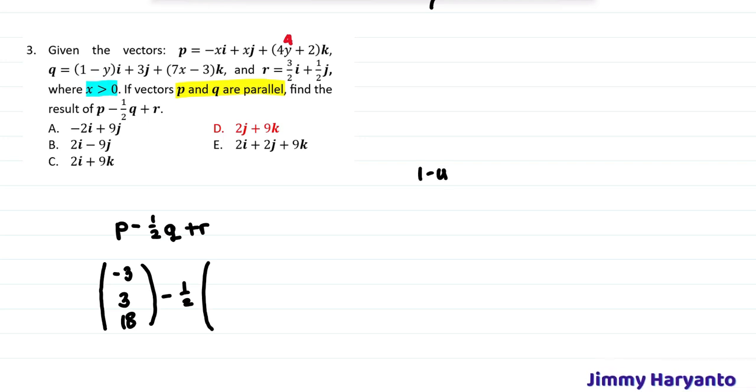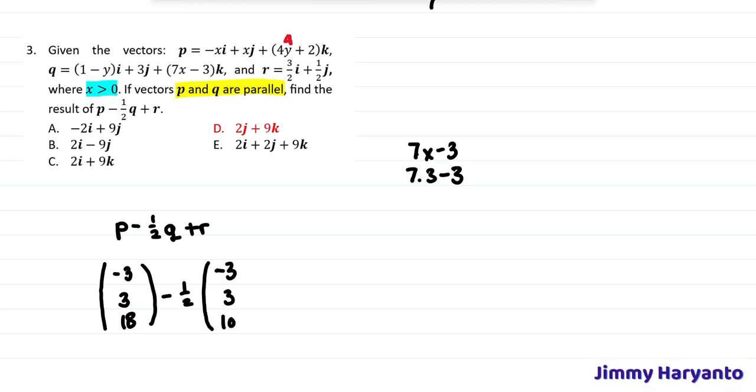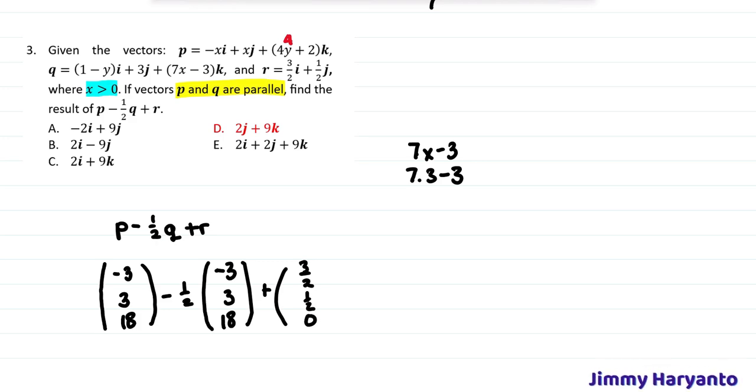minus y, 1 minus y means 1 minus 4 equals negative 3, and then 3 for the j, and then 7x minus 3 for the k, which means 7 times 3 minus 3, 21 minus 3 equals 18, and then plus the r. The r is 3 over 2 for the i, and then half for the j, 0 for the k.